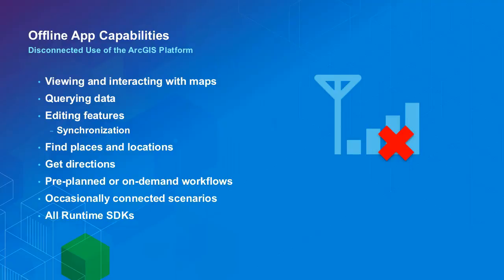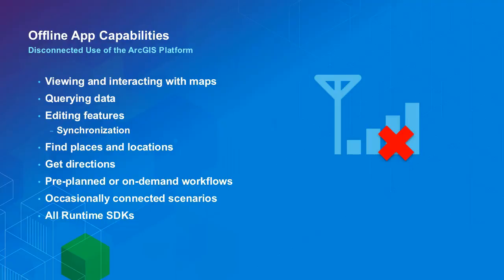And when we talk about what we can do, obviously it's working with maps. It's looking at the content of your map, all the various different layer types, querying the data, editing the features. You can synchronize these edits back to the server when you get a connection. You can also find locations and addresses using geocoding technology. That's all built into the runtime. You can get directions, driving directions.